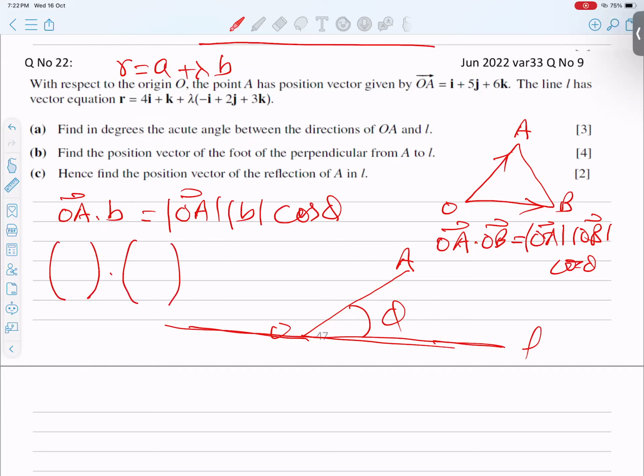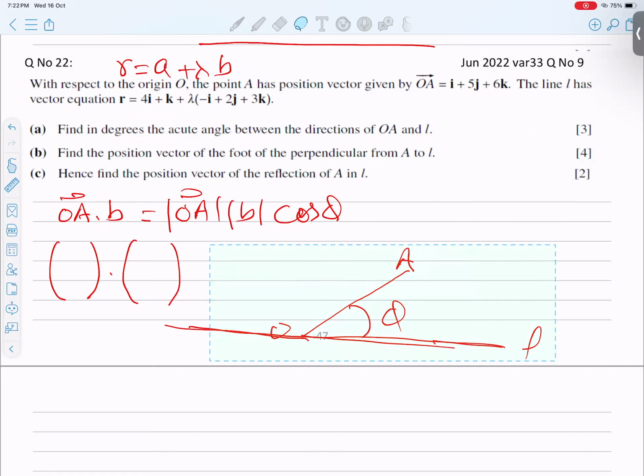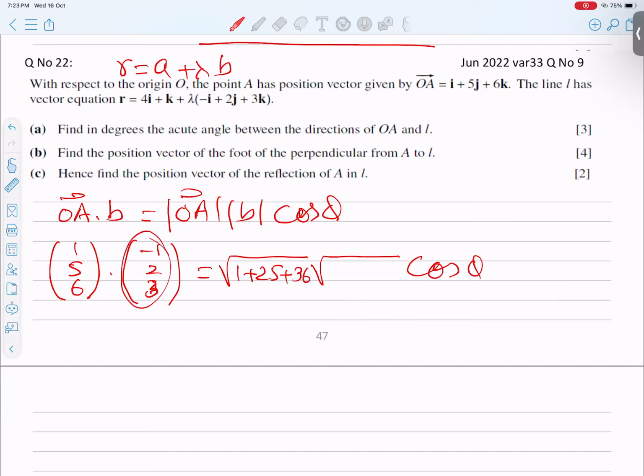So let's try to do it. Before I try this, let me erase this all, and then I will do this question. Attentive, please. Here I write OA, which comes from here: (1, 5, 6). And b comes from here: (-1, 2, 3). You know the magnitudes of both vectors very well, and the cos of the angle. I'm writing directly, and you can write directly too; no need to put squares on each value. 1, 4, and 9.